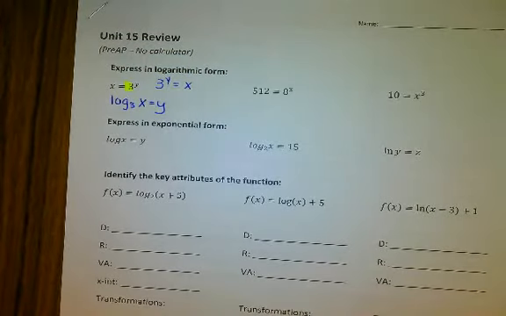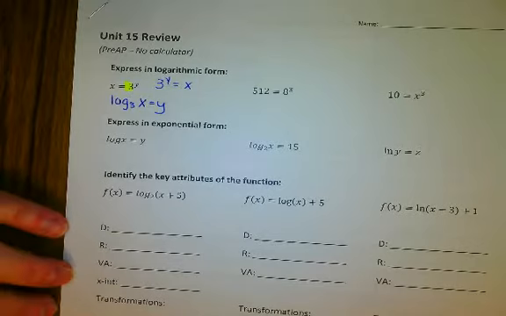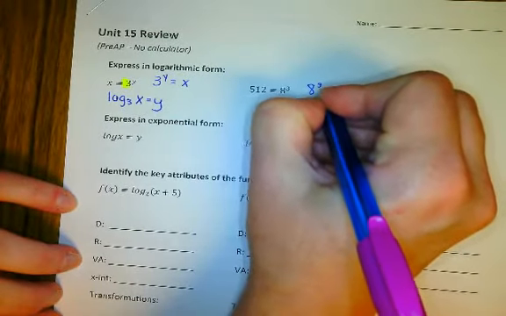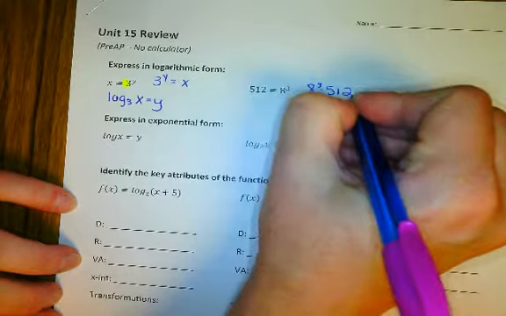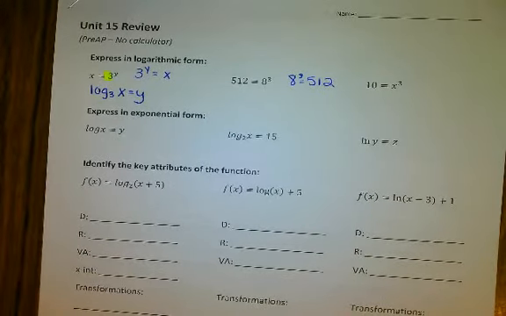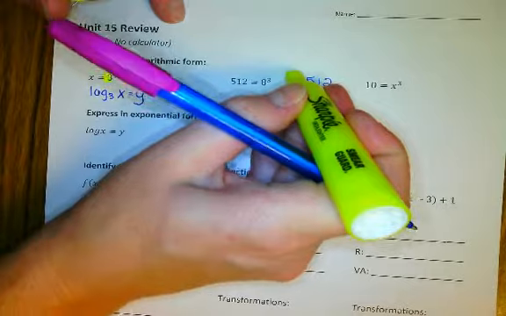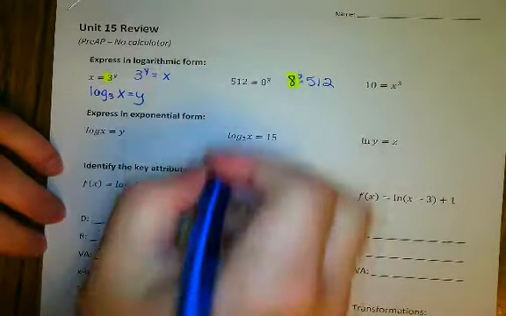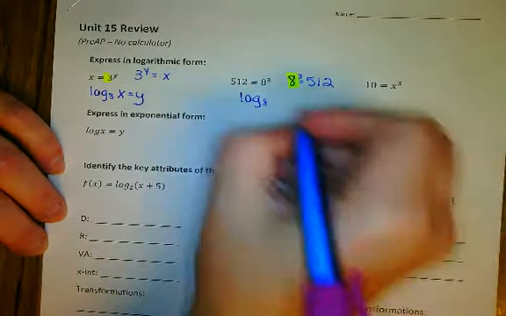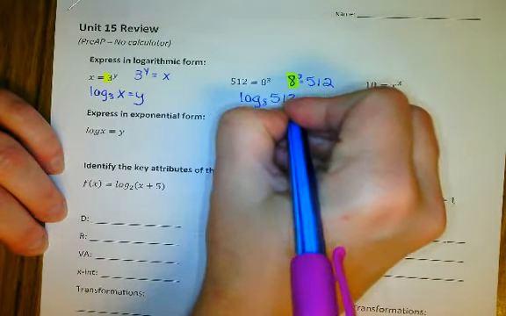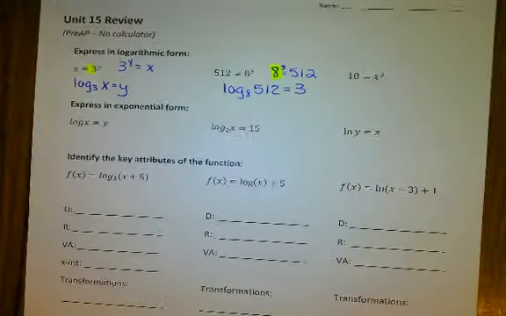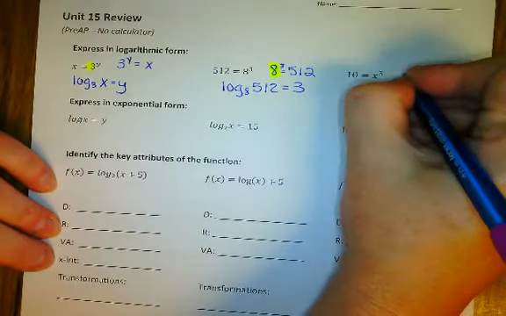Alright, on the next one, we have the exact same thing. Now again, this one's written a little different, so a lot of people do like to kind of flip it and put that over here. Okay, so again, the base stays the base and the other switch place. So 8 is your base. I'm going to switch it to a log form. So I'm going to have log base 8 of 512 is 3.